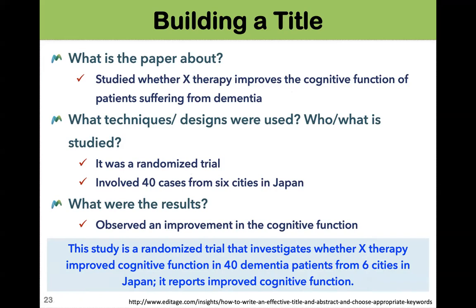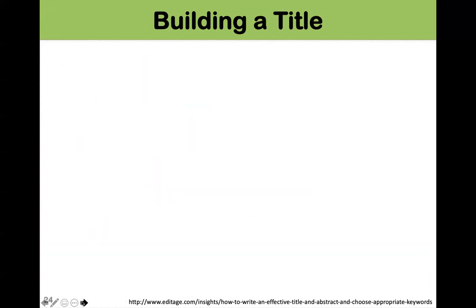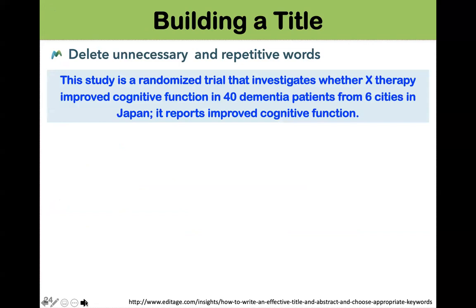All right, this is not the title. Now with all these three questions answered, what should be all the information that should be in the title? Now we are going to walk through how to make the title for this particular paper. First you remove unnecessary and repetitive words. This is the same sentence. What are the unnecessary and repetitive words?